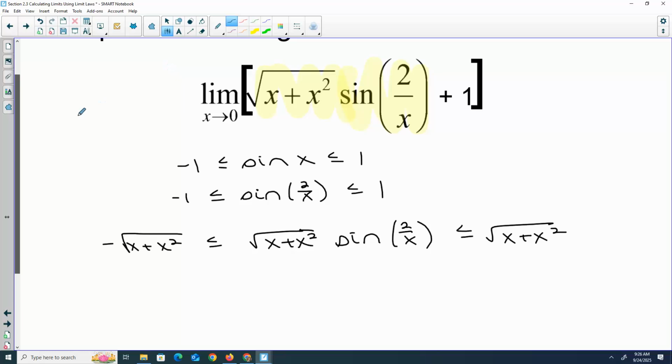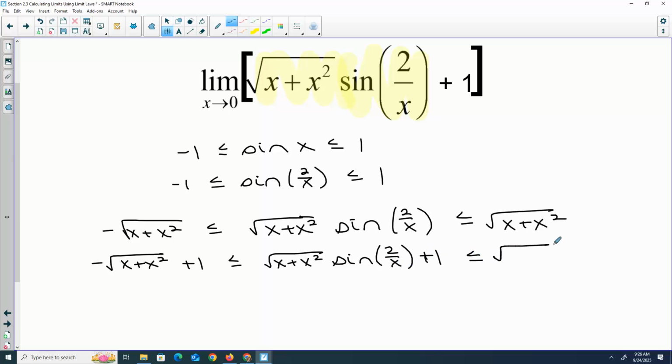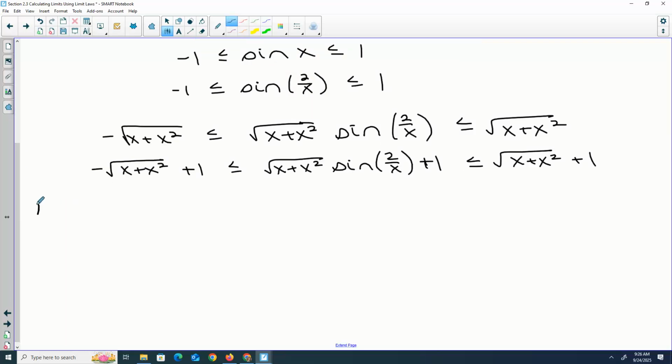So now what do we need? Plus 1. And we know in an inequality it's legal to add the same thing to all pieces. Okay, nice and long. We have all of this. So now what do we need? To do that as it approaches 0. So we just go back and we add a limit.